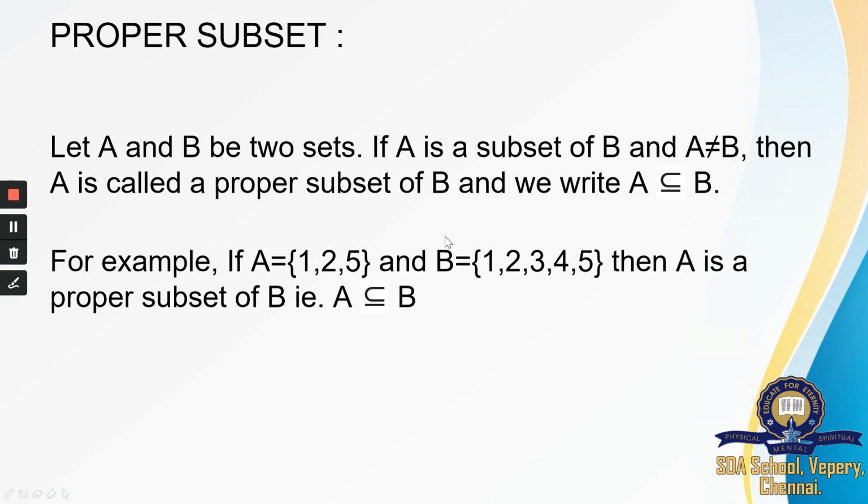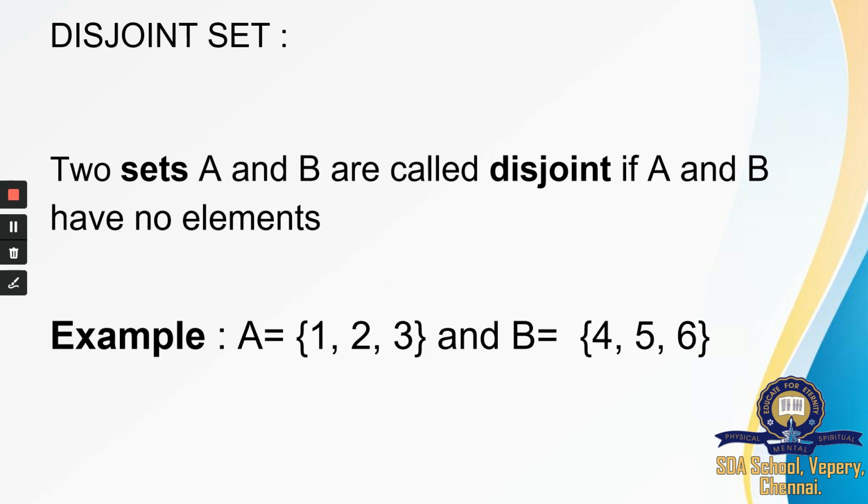Now I can call this a proper subset of B, and this is how we represent it. Next, what is a disjoint set? Right from the term, you can understand disjoint means there is nothing in common between them. Basically, there is no common element.